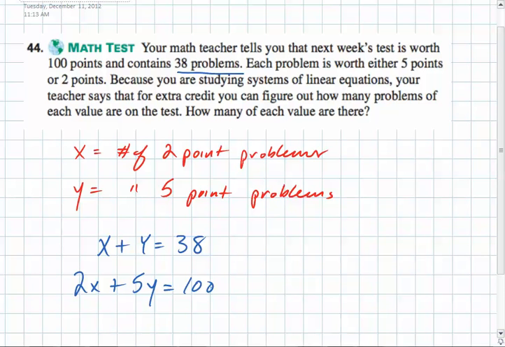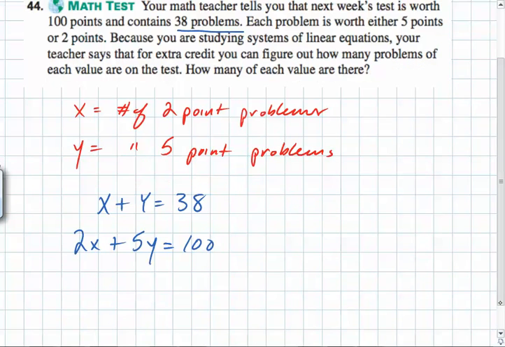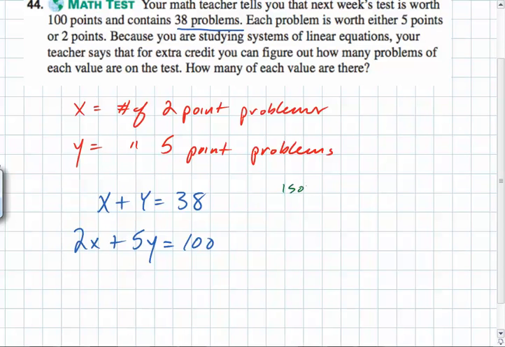So what method are we using? We're going to use substitution. So what's the first step in substitution? What's that one word? Isolate. So you pick one of the equations and you isolate one of the variables. So which equation, the first one or the second one, do you want? Let's do y is equal to 38 minus x.